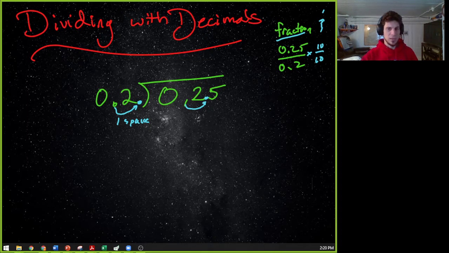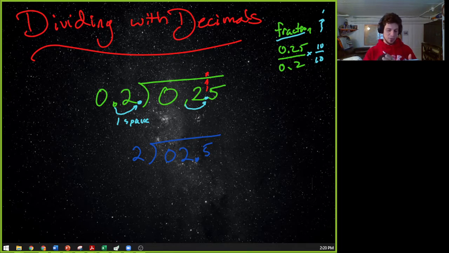So once we have moved that decimal one space over to the right, pop that decimal above into your answer, and just divide as you normally would. So now we have, it's not 0.2. I'm just going to rewrite this because it's a little messy. We now have 2 on the outside. So it's no longer 0.25, it's 2.5. I'll put the 0 in anyway just so you can see. But it's essentially 2.5 divided by 2 now.